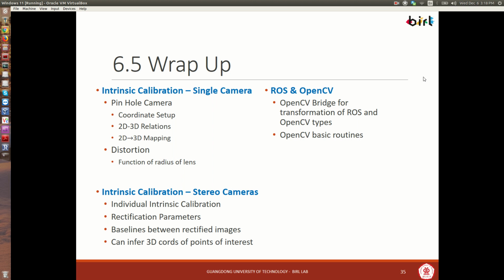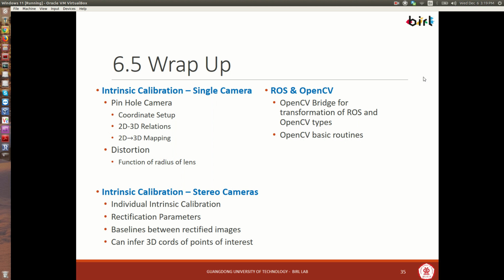Finally, we introduced OpenCV and ROS, and we used a different textbook for that, ROS by Example, and we learned about the OpenCV bridge as the main method to transform ROS types and OpenCV types in either direction.